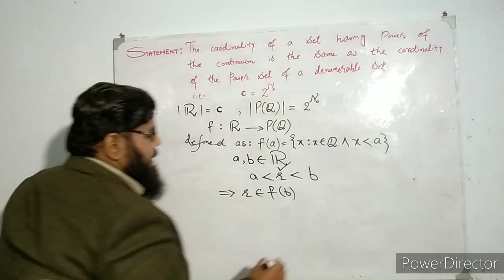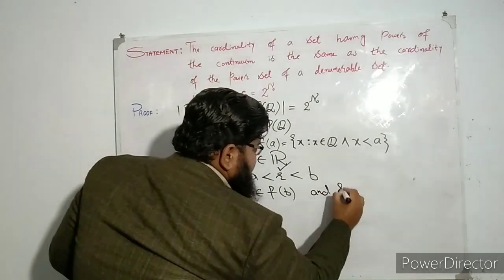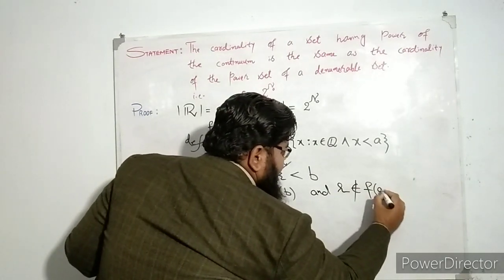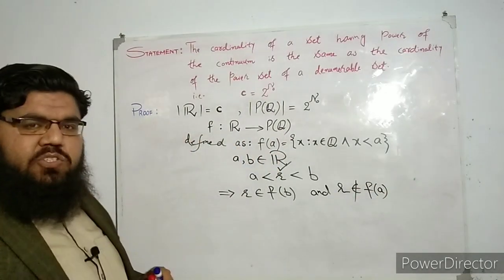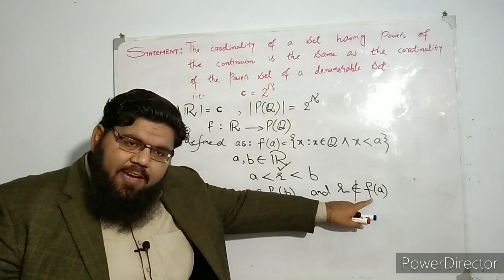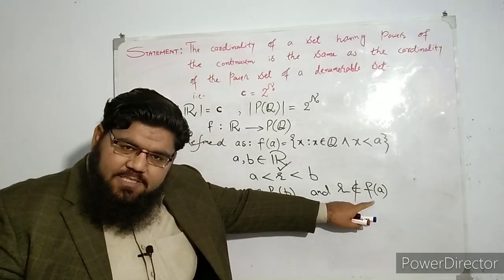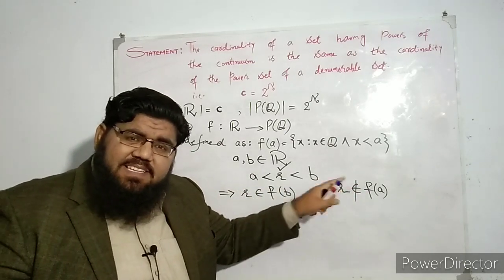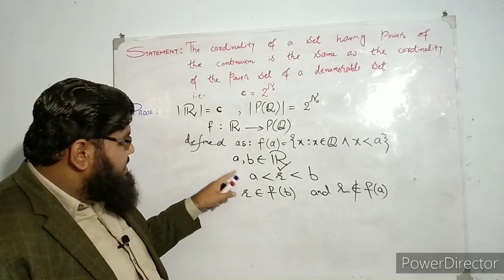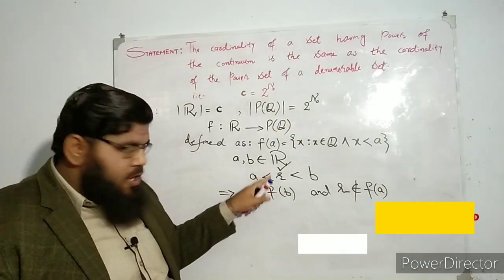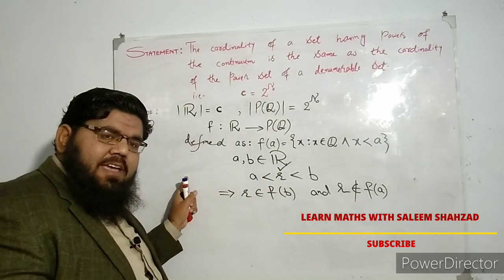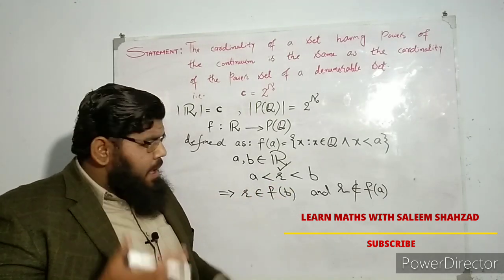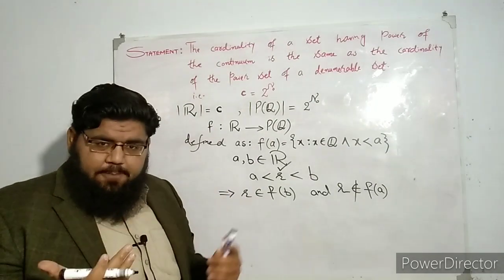But at the same time, this r will not be a part of f of a. And why am I saying so? Because f of a gives a subset of rationals containing all those rationals which are less than a, and as you can see, a is less than r, so anything which is less than a will not include this r. It's a very simple, understandable concept.